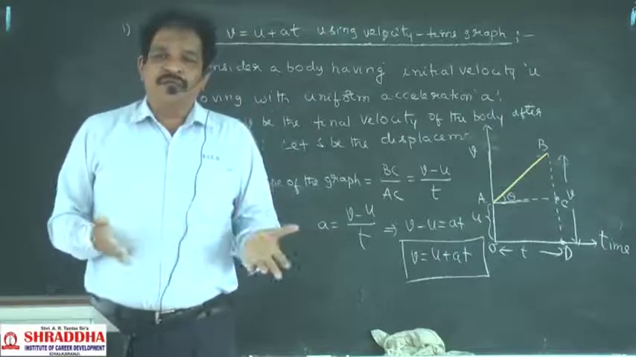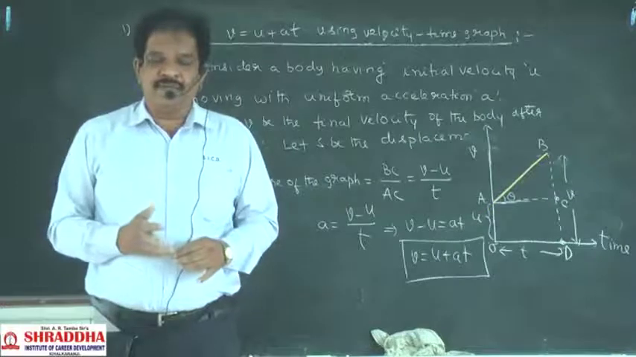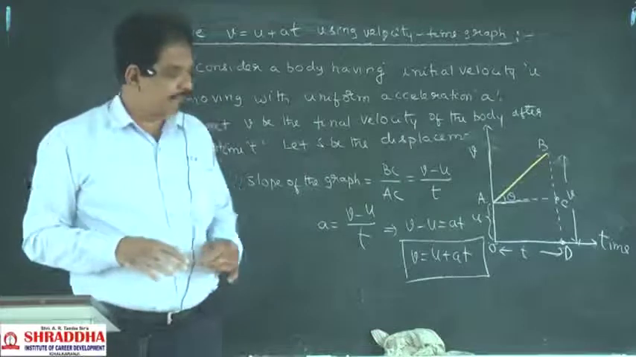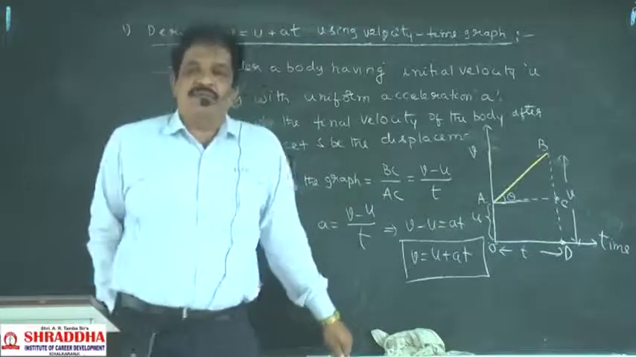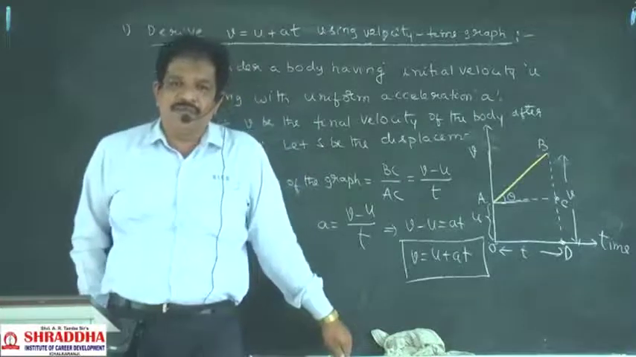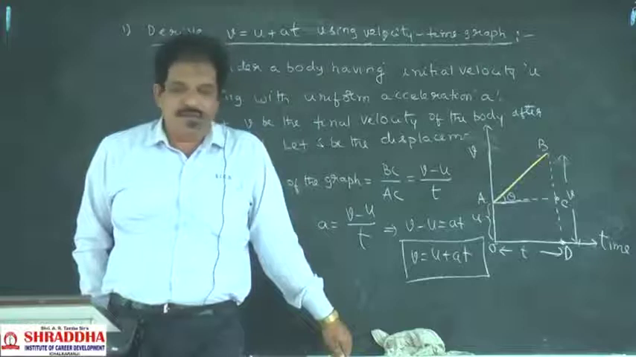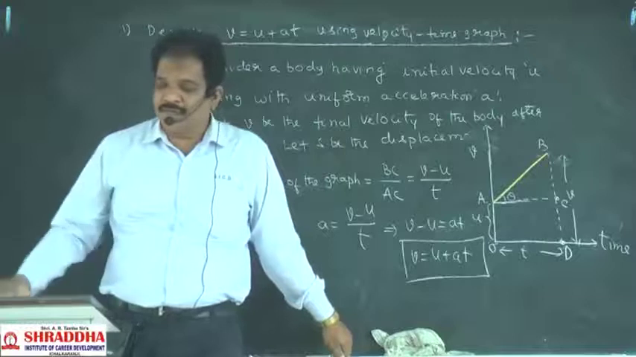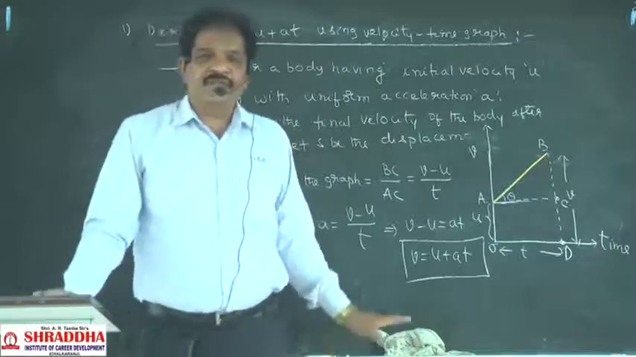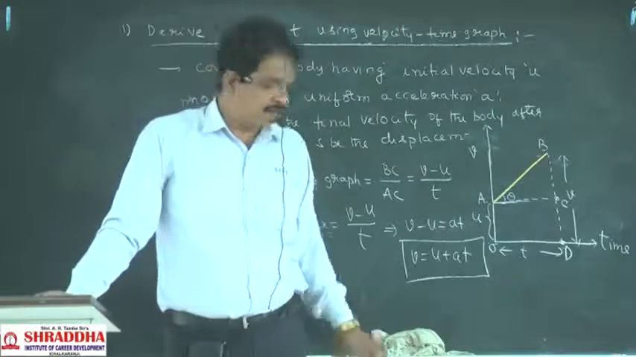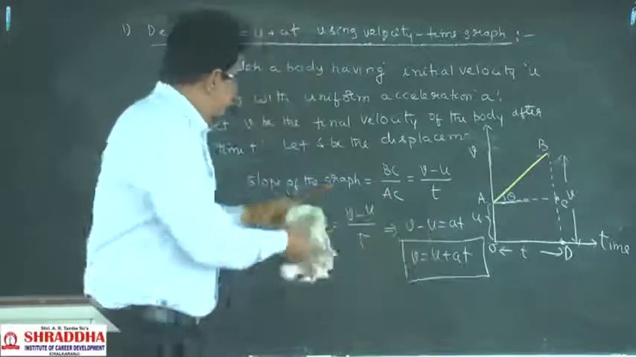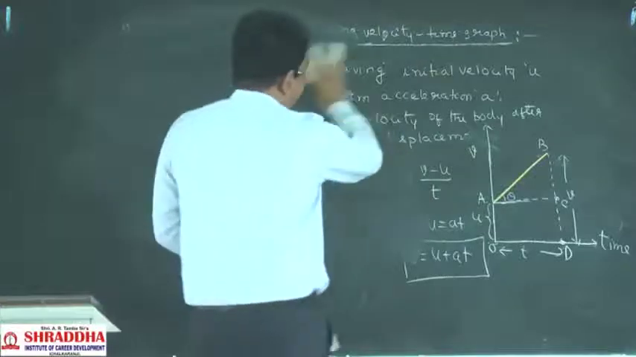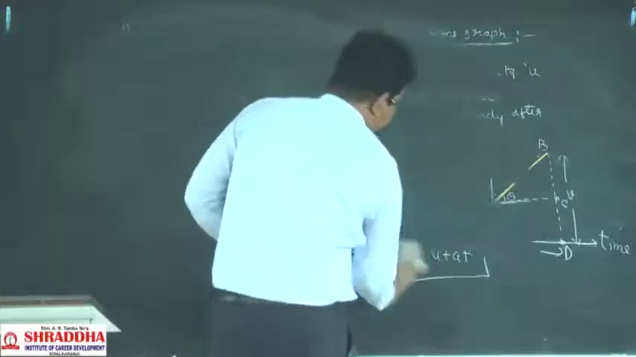Similarly, we can derive S is equal to UT plus half AT square, and V square minus U square is equal to 2AS using this graph. Next class, we will discuss how to derive them. Clear? Next.